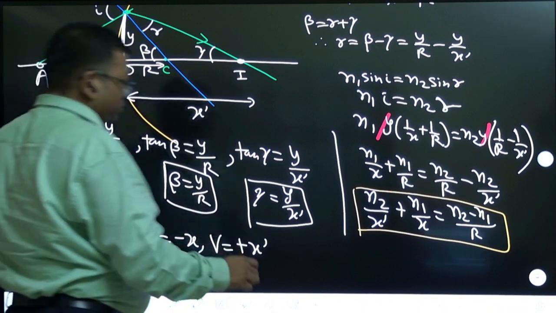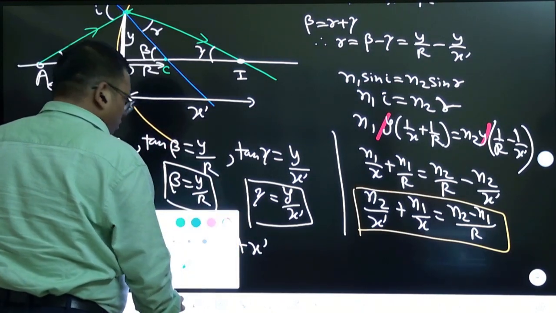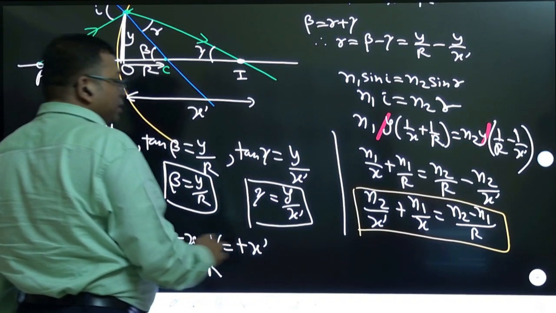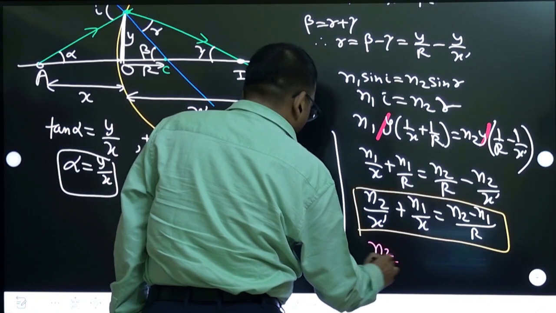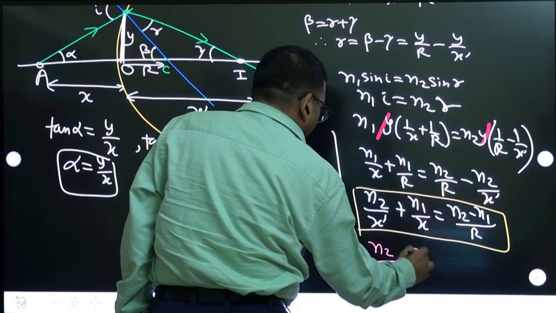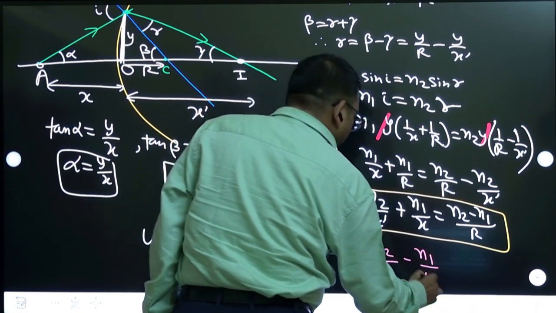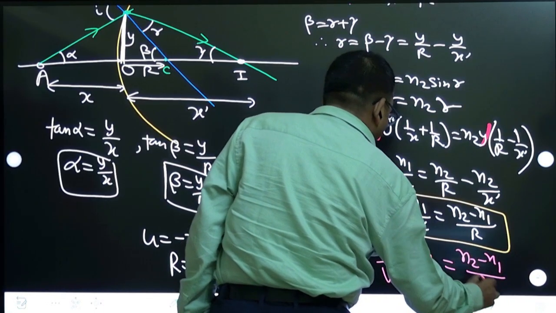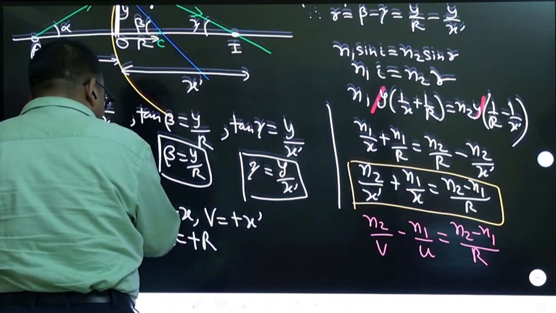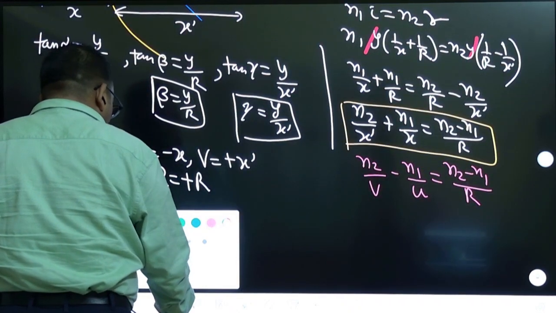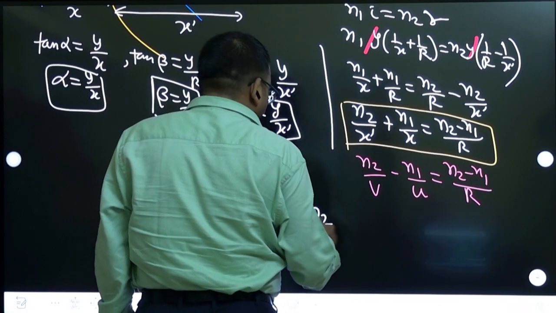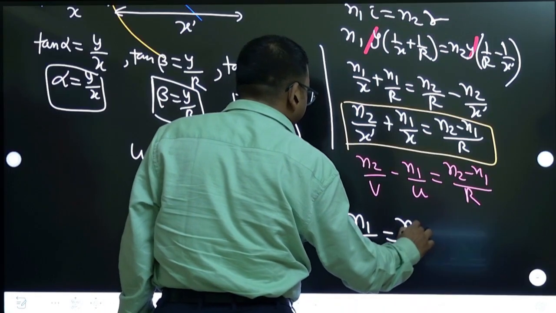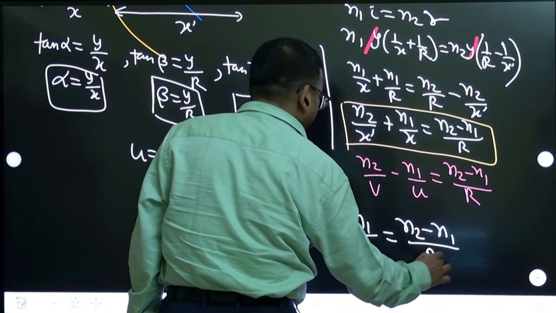Let us do the substitution here. So x I will write as minus u, and x dash I will write as v. X I have written as minus u, and n2 minus n1 by r I have written as R. Did we not get the same formula that we were thinking? We have got the same formula. That is why the formula is not going to change.